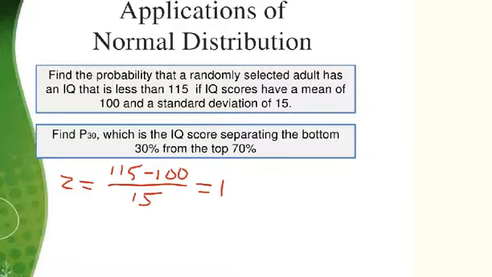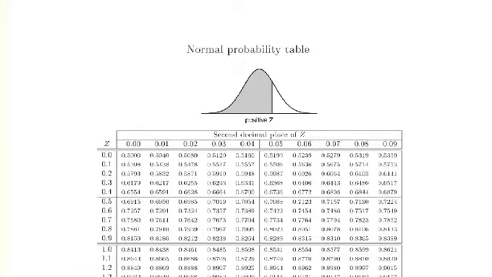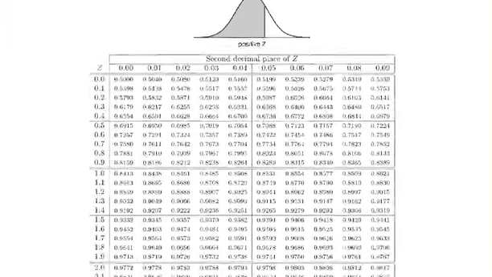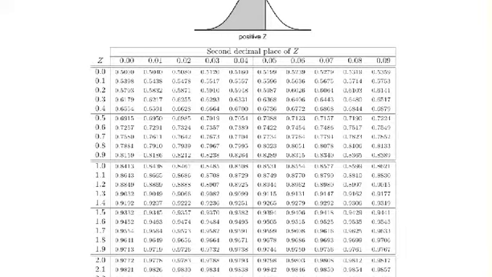Of course, what the table is going to give us is the probability that a score is less than that value. So I need to find the z-score 1 on my table, and that is 1.00. That tells me it's going to be 0.8413. So this tells me the probability that a randomly selected IQ score would be less than 115 is about 84%, or 0.8413.